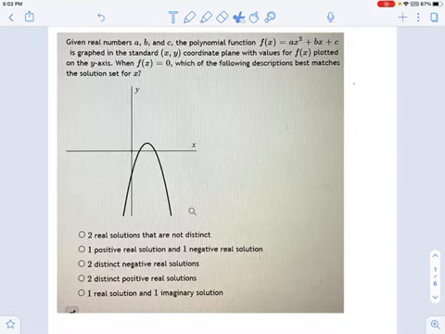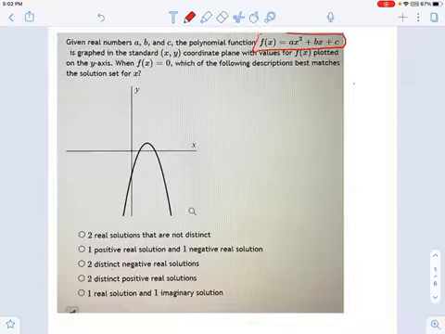We have a polynomial function described by this equation, f of x equals ax squared plus bx plus c. And you've worked with polynomials before, so you should know they produce parabolas. In this case, it's graphed on the xy coordinate plane, and you can see it's one of those upside down parabolas, right? It tops out somewhere around here, and then shoots back down again.